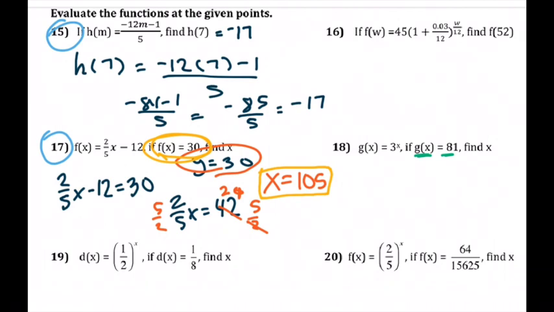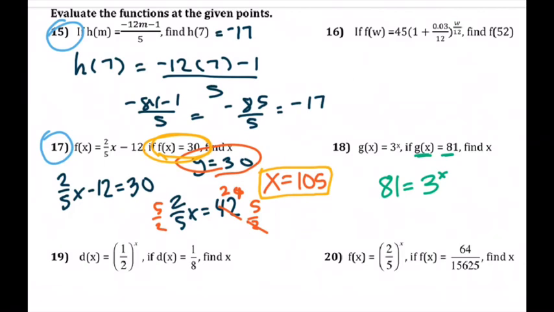What will I do? 81 is equal to 3 to the x power. At this point, you do not know how to solve for an exponent that's a variable. That's not something you're going to learn for a couple of years. And so right now, the only thing you can do is say, well, 3 to what power is 81? And you can start guessing numbers.